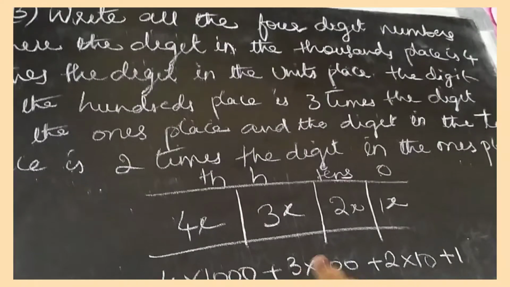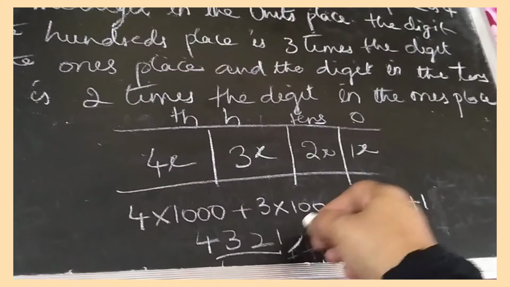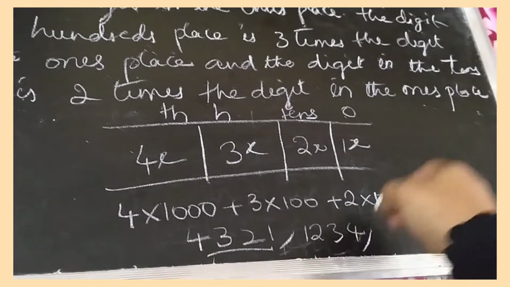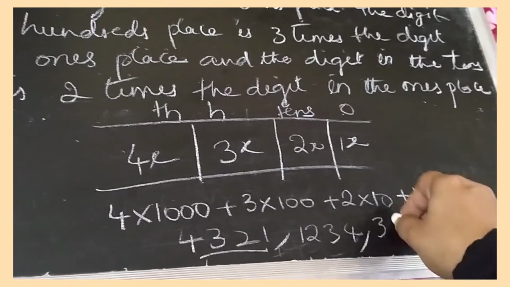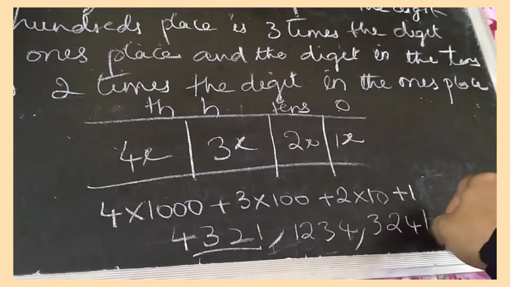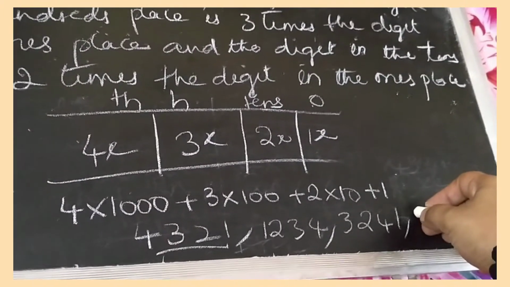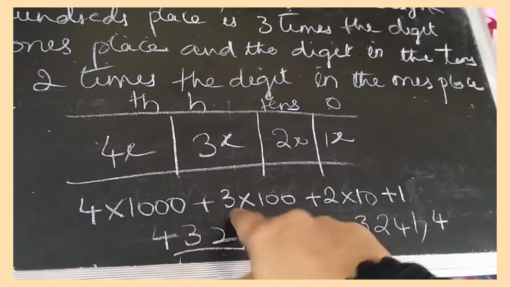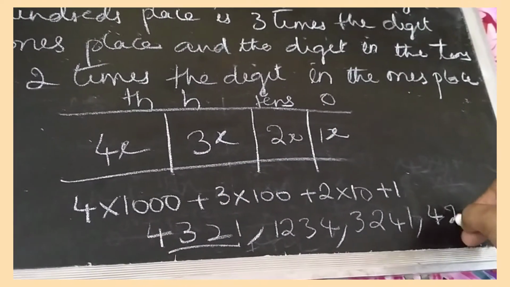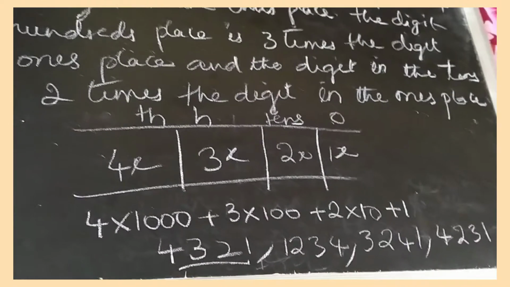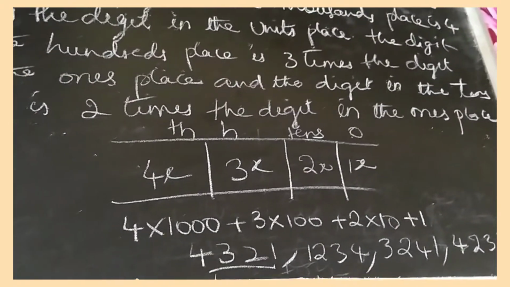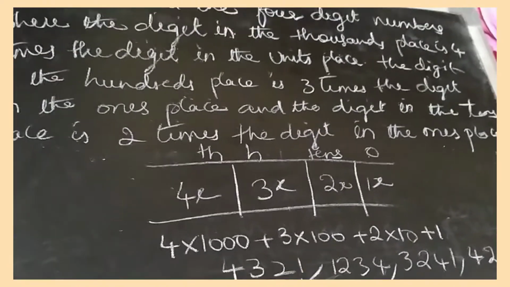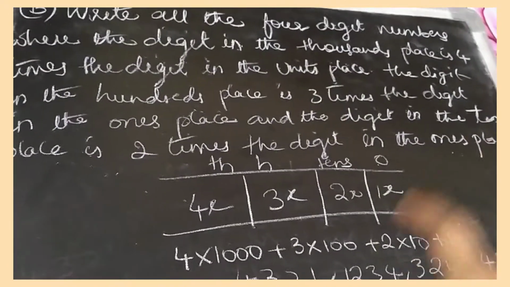Now you have to make numbers with this 4321. Many numbers you can make, for example 1234, 3241, then 4231. I have shown you in the previous problem how to make numbers. You can make many numbers with this number, like this you have to do.